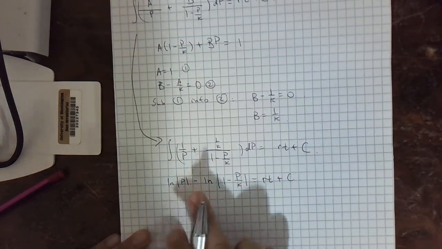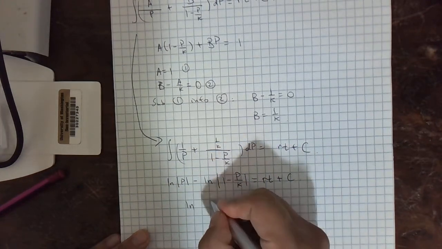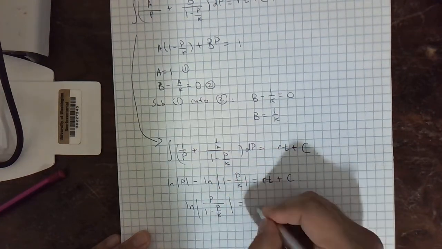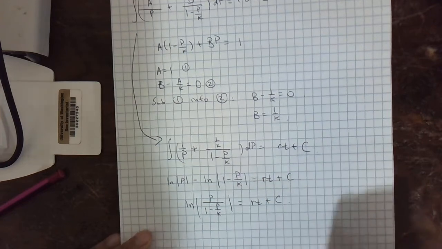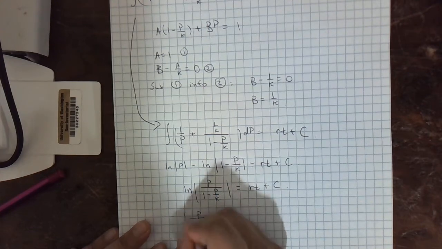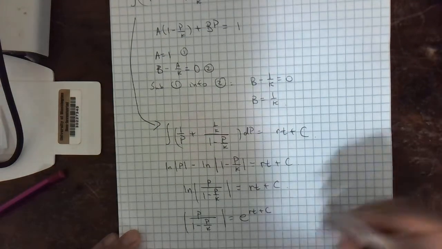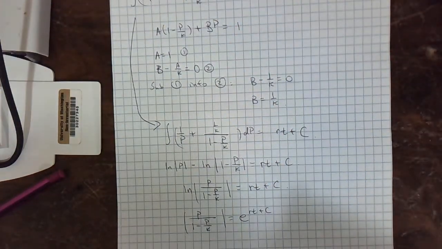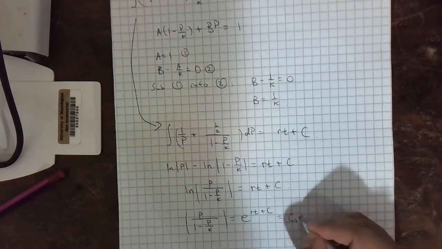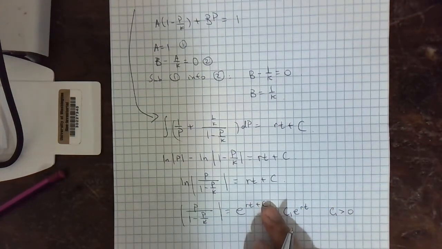Okay, and remember our log properties, log of something minus log of something else is the log of the quotient. So p over 1 minus p over k, technically still an absolute value, is rt plus c. So that means absolute value of p over 1 minus p over k is e to the rt plus c. And then we've already used k, so let's get some other constant here. This is like c1 e to the rt, where c1 is greater than 0, because c1 is e to the c.